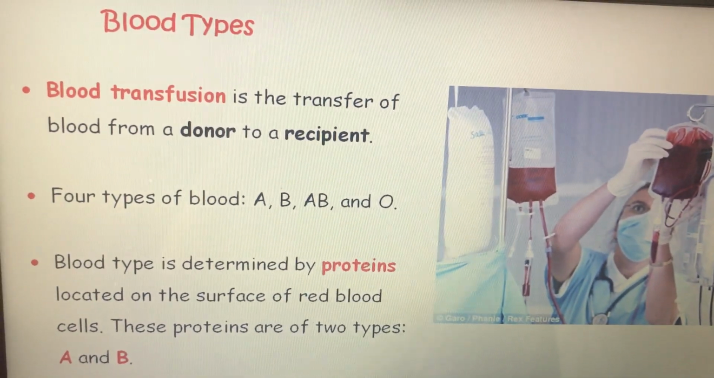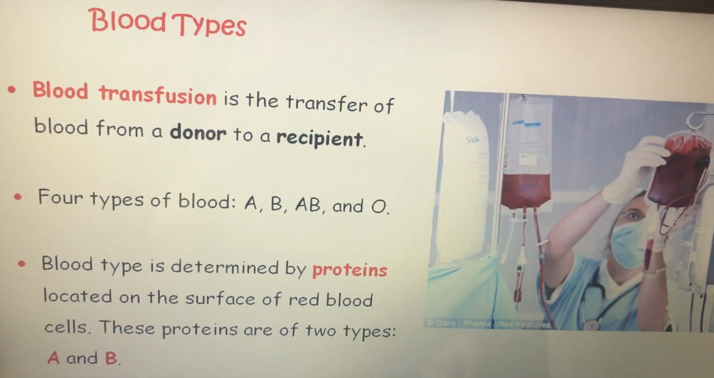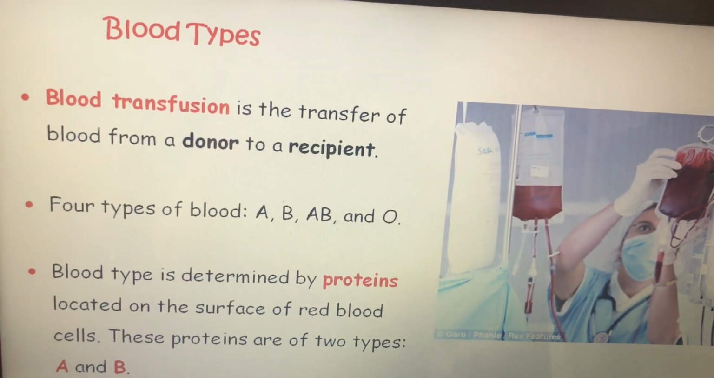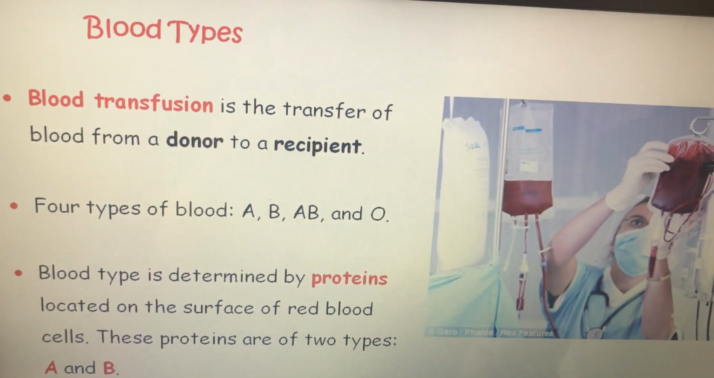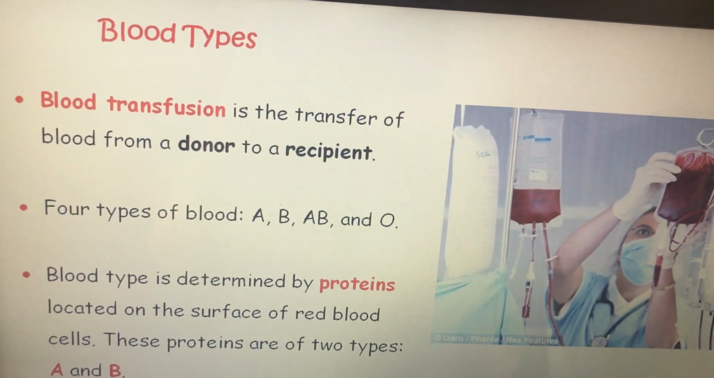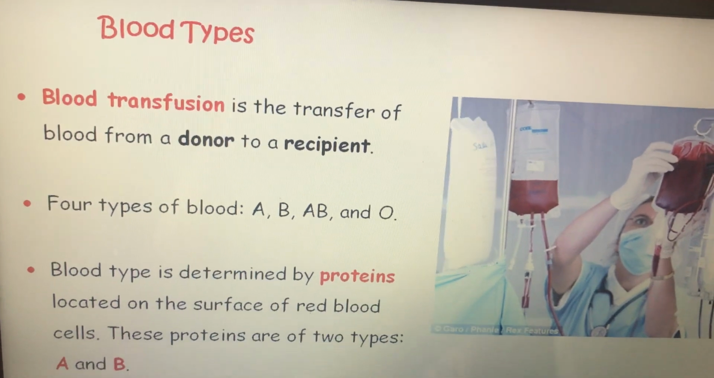And you have to know that blood transfusion is the transfer of blood from a donor to a recipient. So when we do a blood transfusion, it means we are transferring blood from one person called the donor to a recipient that will receive this blood.